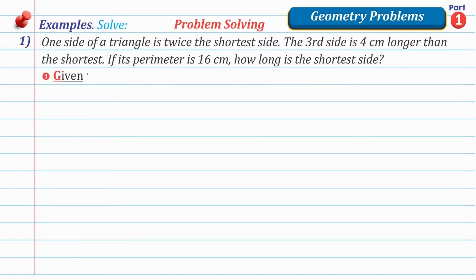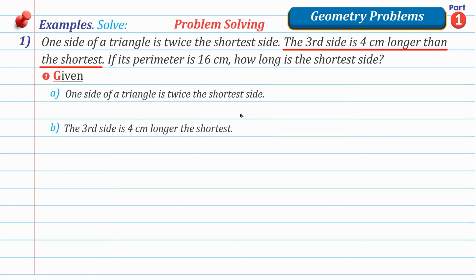First step, given. Okay, now, basing from our problem, the first given or fact is one side of a triangle is twice the shortest side. So we can place it here. Next, the third side is 4 centimeters longer than the shortest. So pwede mong ilagay dito. Second given. And finally, the last data, if the perimeter is 16 centimeters, how long is its shortest side? So given na perimeter niya is 16 centimeters, ilagay natin dyan.